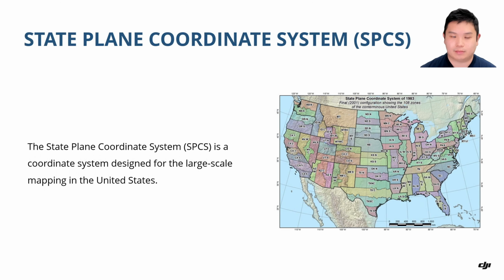Next, we have the State Plane Coordinate System. Unlike the UTM projection, which applies to the entire world, the State Plane Coordinate System only applies to the United States. When most people talk about the local coordinate system, very likely they're referring to this. For most engineering, surveying, and construction projects happening in the United States, this is the system they use, and depending on where the project is, they will choose the local coordinate system correspondingly.